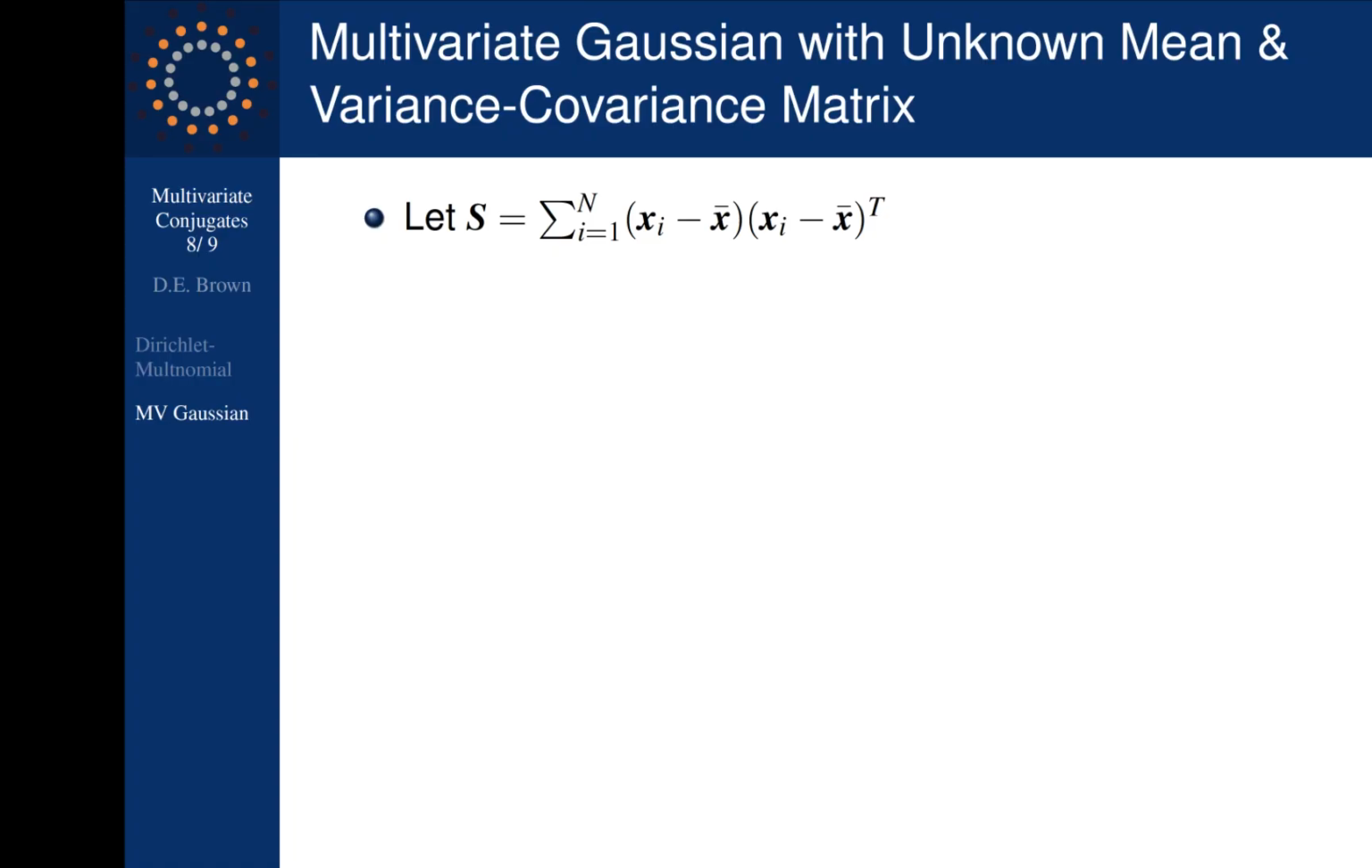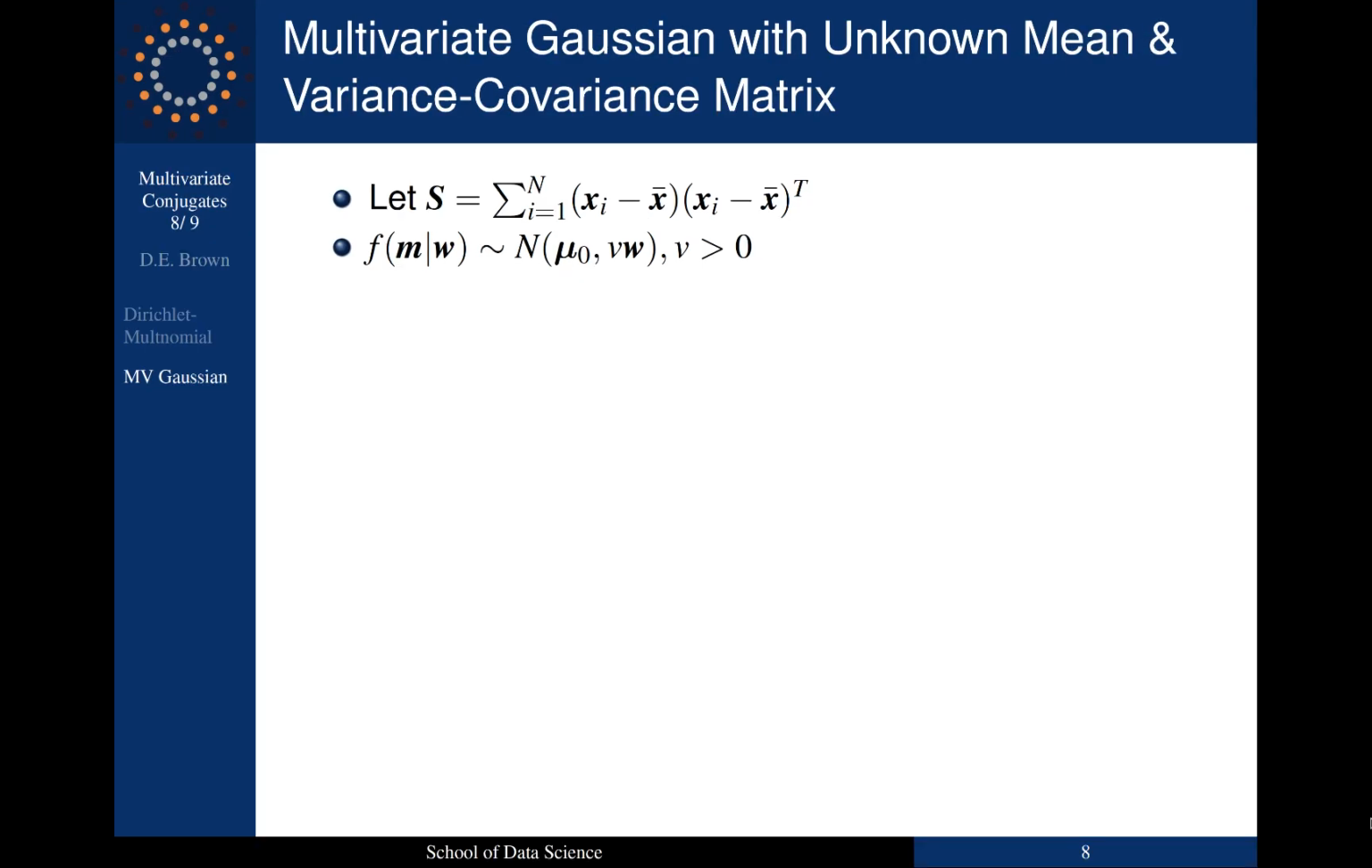Okay, let's finally consider the Gaussian case with an unknown mean and an unknown variance-covariance matrix. For notation, we're going to let S be the sum of squared differences between the values that we observe in the data and the sample average. So this is the outer product between these vectors, which gives us the sum of squares, differences between the outcome values and their sample average values.